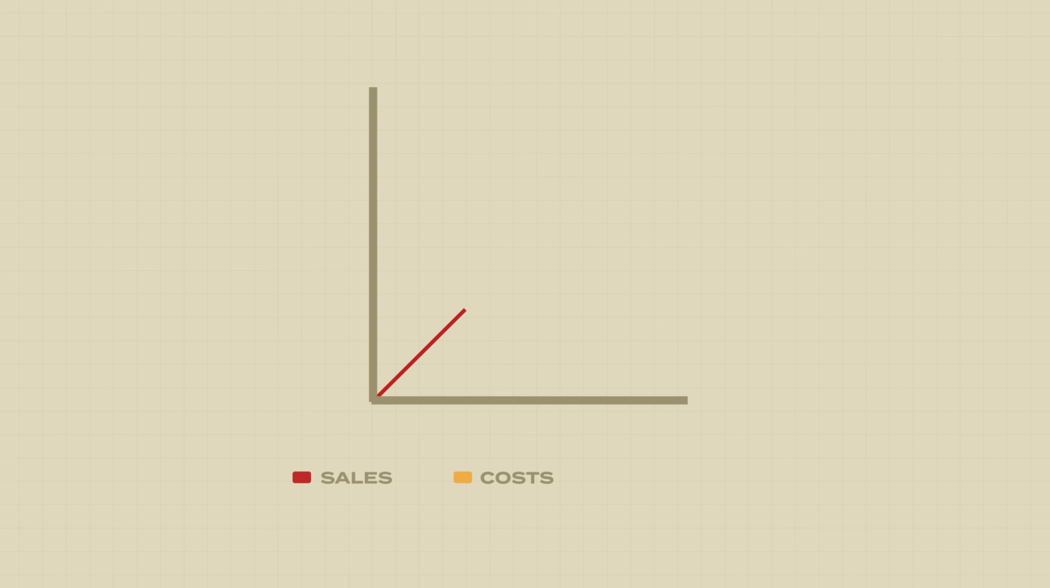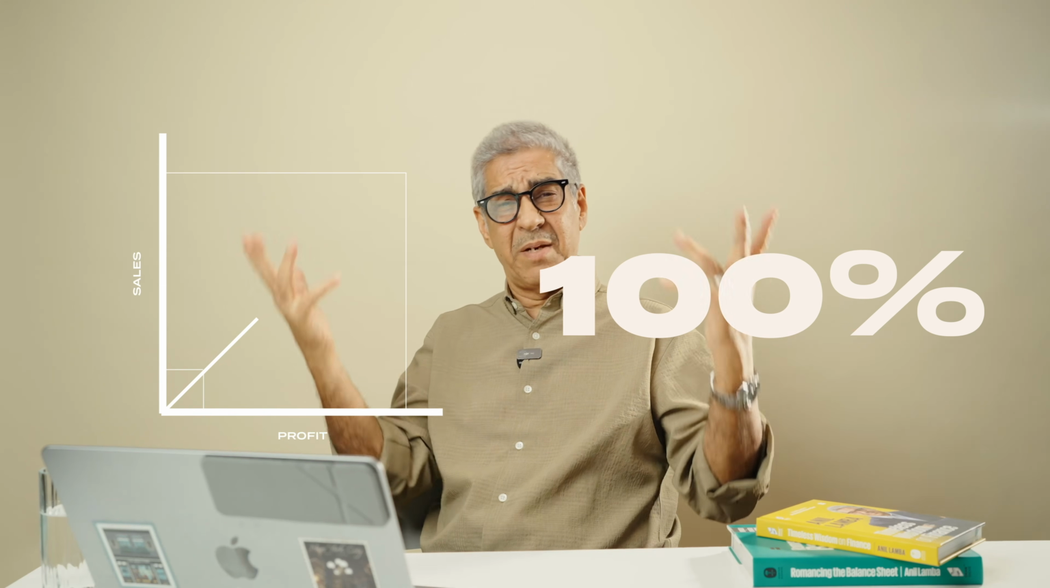If all your costs are variable, then when sales goes up, costs go up in the same proportion, and profit goes up in the same proportion. If sales goes up by 10%, profit will go up by 10%. If sales goes up by 100%, profit will go up by 100%. But when you have fixed costs in your costing structure, what does the graph look like?